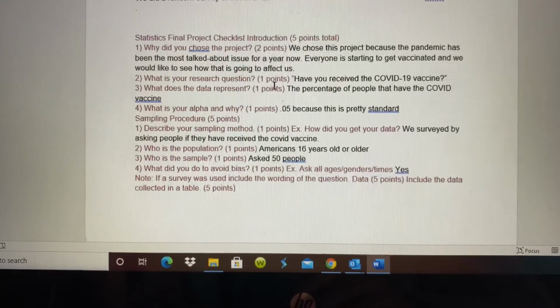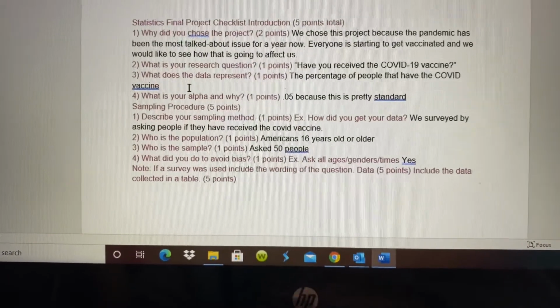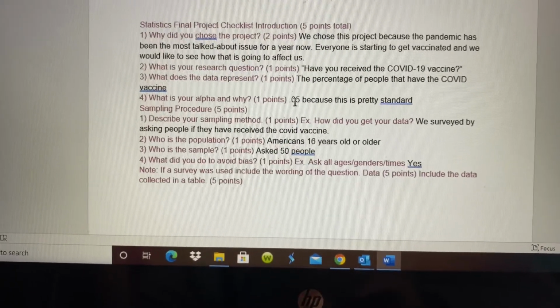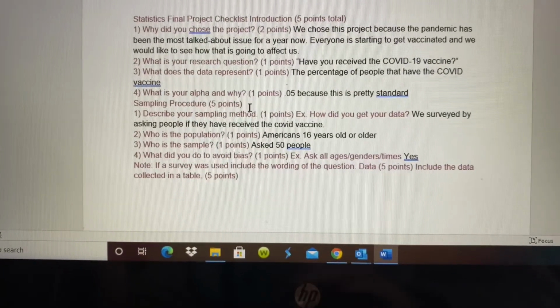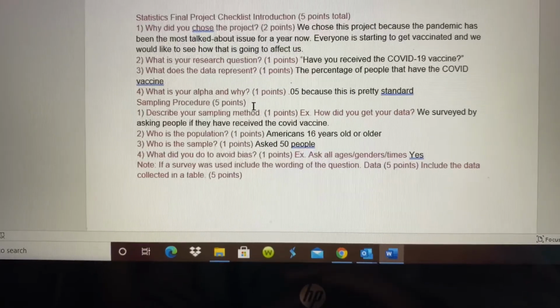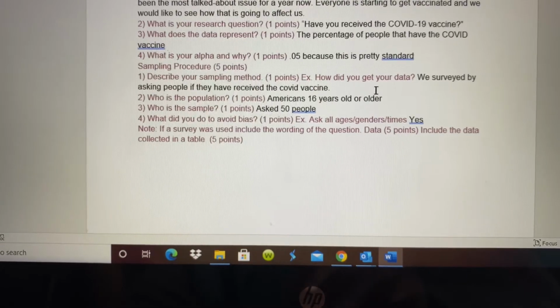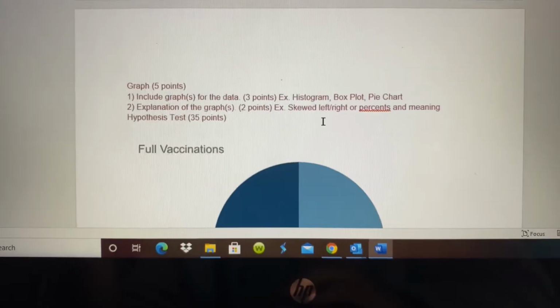So these were the questions. I don't think I really need to go too much into depth about this. It just seems pretty standard. So our alpha was 0.05 because that's the one that we use throughout the entire class most of the time. So I just said it's pretty standard. We did the population 16 years and older because at the time that's the people that could receive the vaccine.